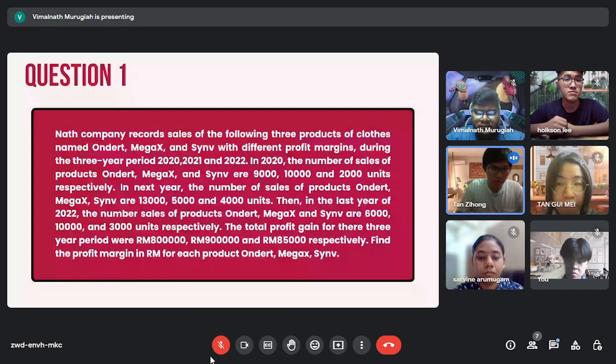Then, in the last year of 2022, the number of sales of product Ordered, Mega X and S are 6,000, 10,000, and 3,000 units respectively. The total profit gain for the 3-year period were 800,000, 900,000, and 85,000 respectively. Find the profit margin in RM for each product: Ordered, Mega X and S product.